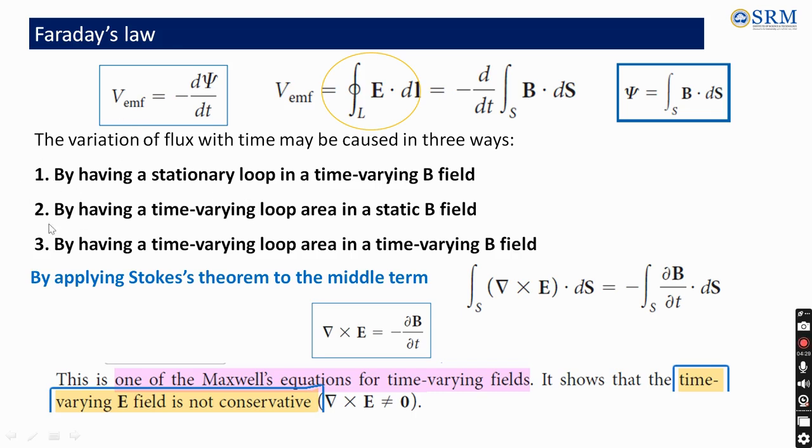And we should know how I can bring about a variation of flux: by having a stationary loop in a time varying field, or a time varying loop in a stationary magnetic field, or a time varying loop in a time varying field. I can bring about the change in flux so that EMF is induced. So I hope you understood how Faraday's law is used to find Maxwell's equation for the time varying field. Thank you, everyone.